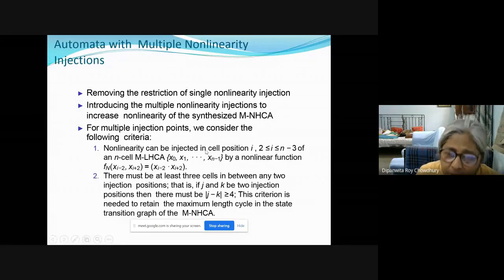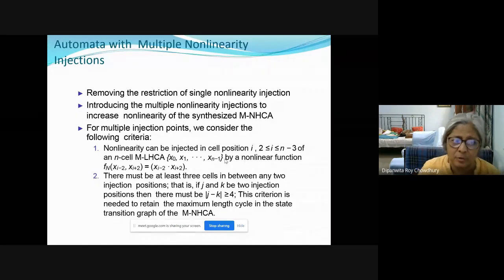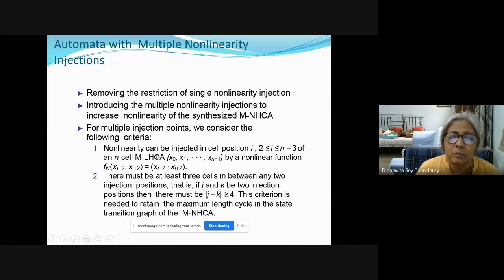These theoretical proofs are all available in the paper. I am giving only the result. So if some of you are interested, you can see the proofs. So what will be the gap? These theorems are proved, and there must be at least 3 cells in between. These are the minimum gaps needed. Otherwise, we saw that it is broken, or that is not a very good choice for MNHCA, the maximum period nonlinear CA.